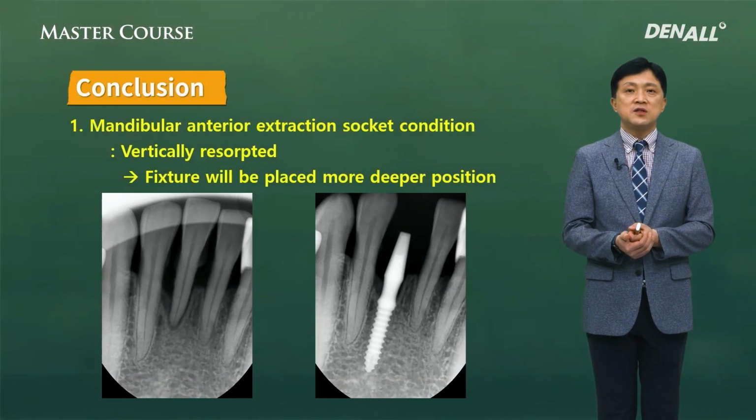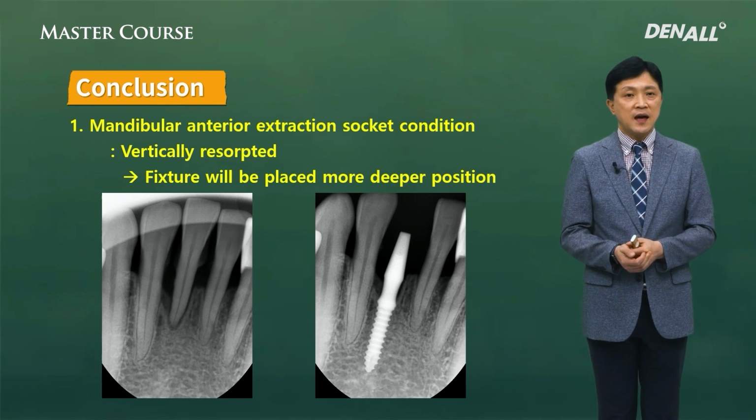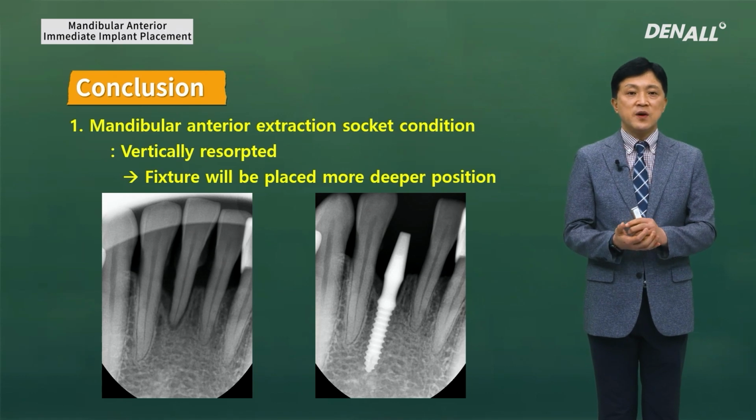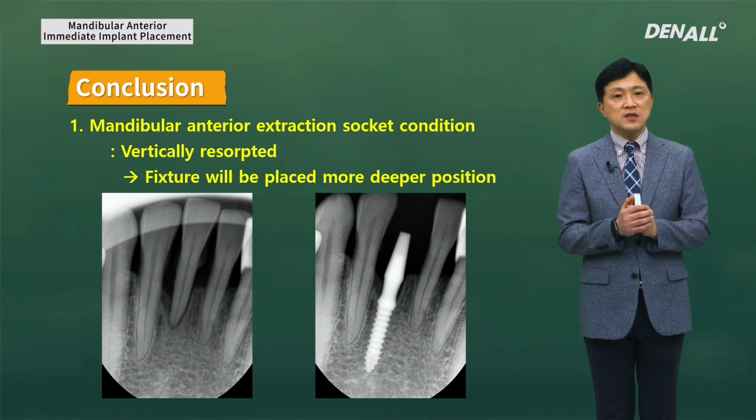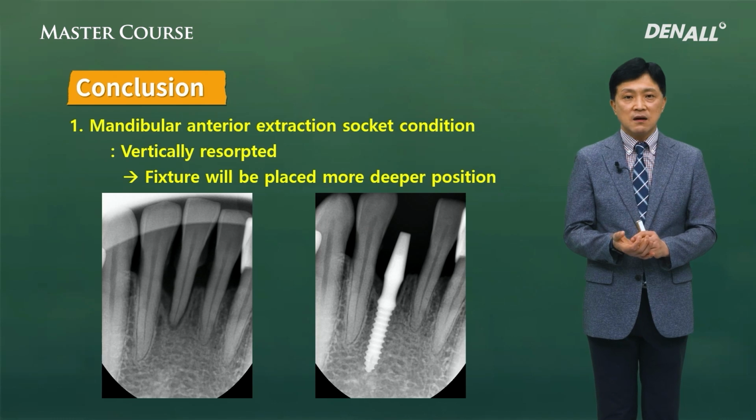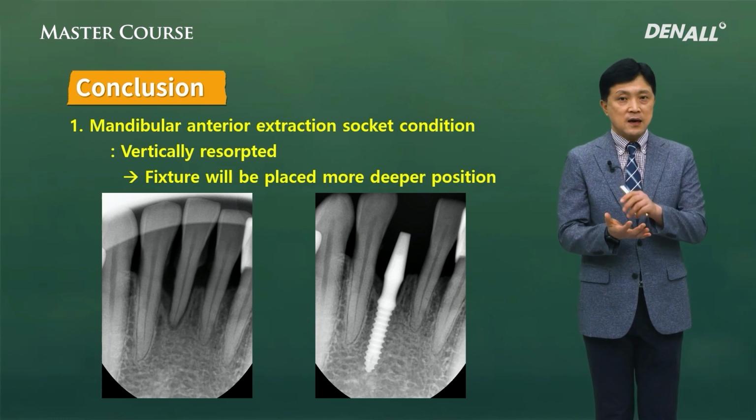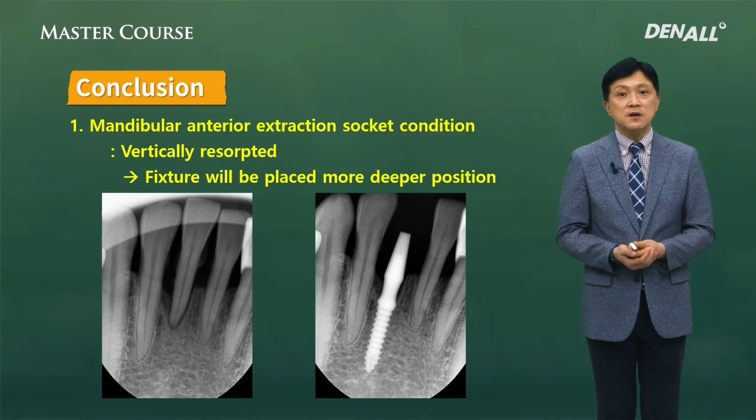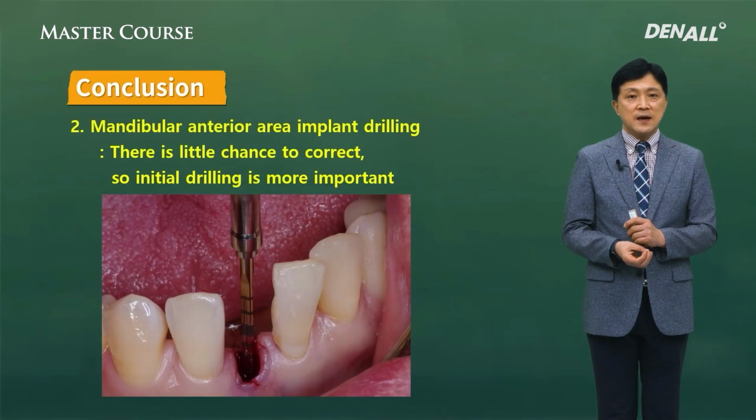Mandibular anterior region, immediate implant placement after extraction. We've talked about the characteristics of the region. Once again, after extraction, we need to consider the socket condition. In most sockets, you will find vertical resorption. Therefore, as the socket is shallow in depth, an implant needs to be placed a little bit deeper vertically. That's something you need to keep in mind.